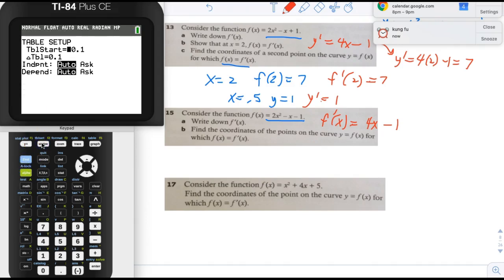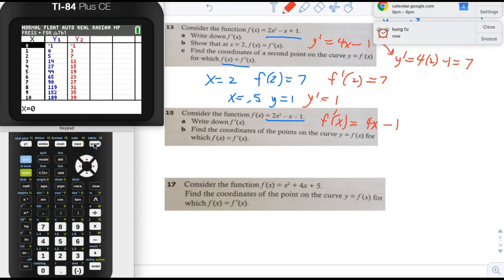Second table set, 0. This is a very handy procedure for you to know. And then I'm going to go back and look at the table. And let's see. Oh, there you go. Look, there's a point where both the blue and the red function have the same value of -1.